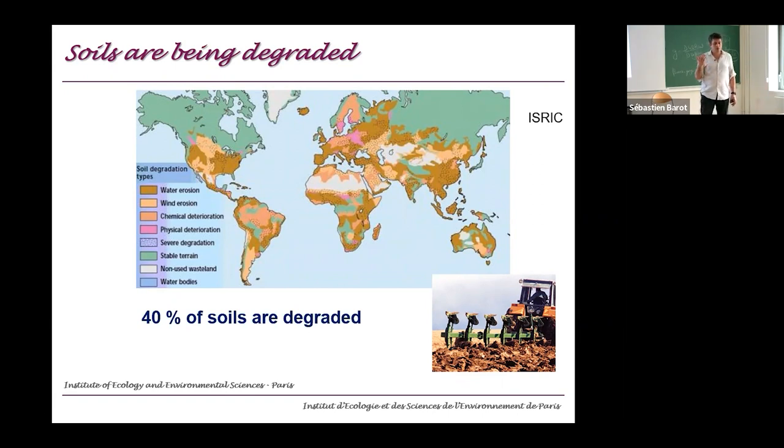For example, in some parts of the world, soils are really lacking phosphorus. Could be, for example, in Brazil, some parts of Africa, and these soils might be very sensitive to the lack of phosphorus. And it might be that we have to correct that using more fertilizers or using new practices.